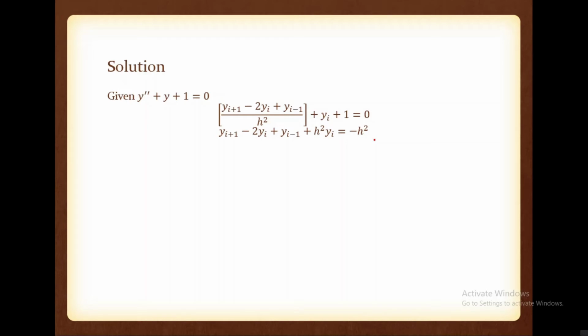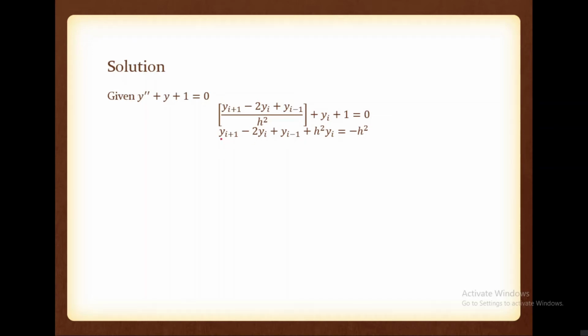Always move the constant term to the right hand side. So after multiplying the entire equation by h square, y_{i+1} - 2y_i + y_{i-1} + h square y_i equal to minus h square. Now group the similar terms. First take y_{i-1}. We have only one y_{i-1}. If you are taking y_i, two y_i terms are there. What is the common term? You can take either h square minus 2 or minus of 2 minus h square. Anything you can take, no problem.